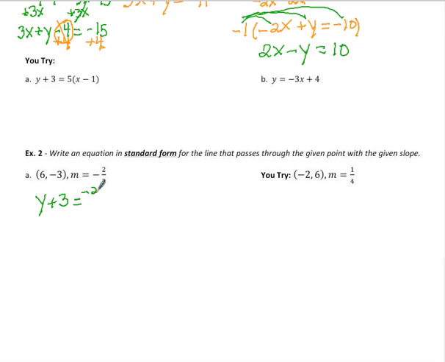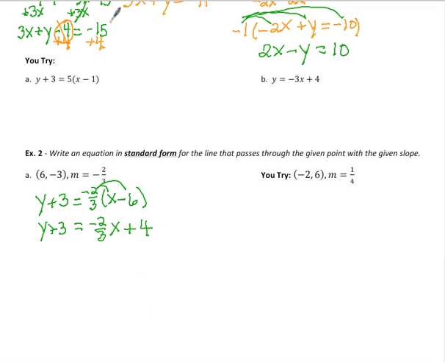-2/3, and then x minus 6. Our first step is to multiply my -2/3 through my parentheses, through my binomial. I'm going to distribute it, so I get y plus 3 equals -2/3 x, and plus, and that would be -2 times -6 gives me +12 divided by 3, so it's +4.